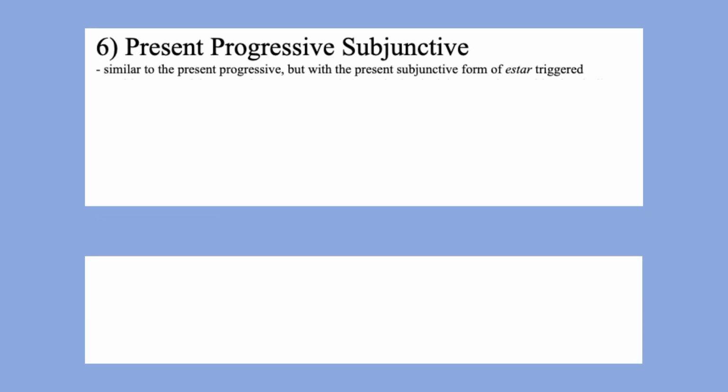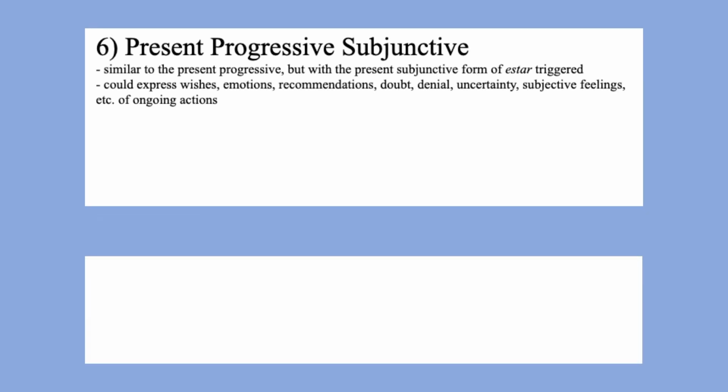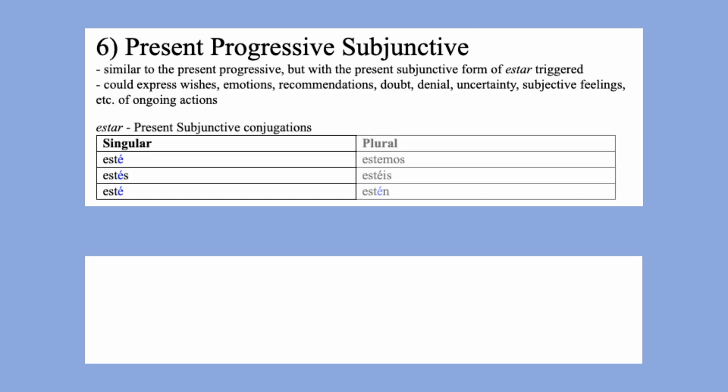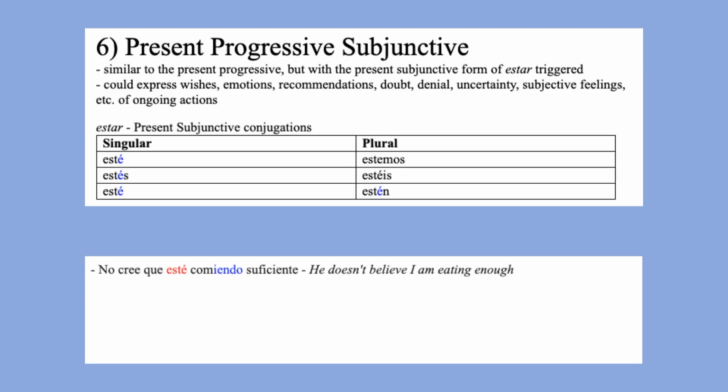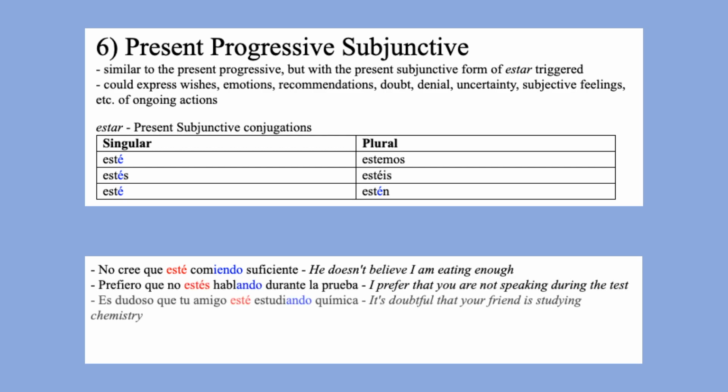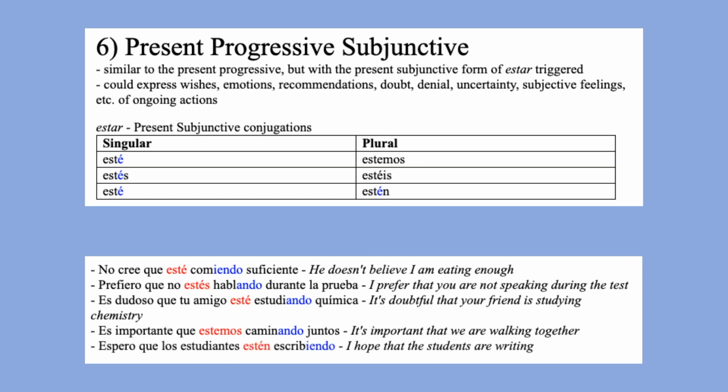The present progressive subjunctive is similar to the present progressive, but with the present subjunctive form of estar activated. No cree que esté comiendo suficiente. Prefiero que no estés hablando durante la prueba. Es dudoso que tu amigo esté estudiando química. Es importante que estemos caminando juntos. Espero que los estudiantes estén escribiendo.